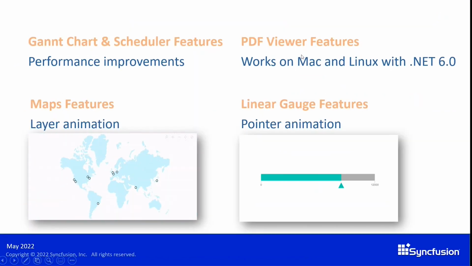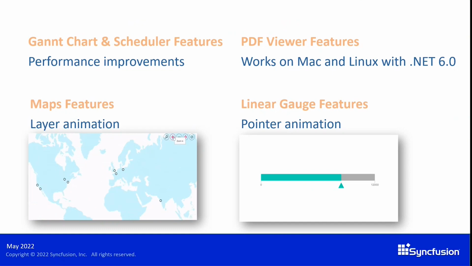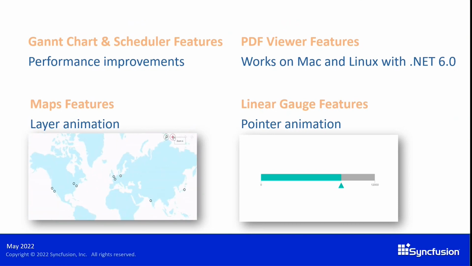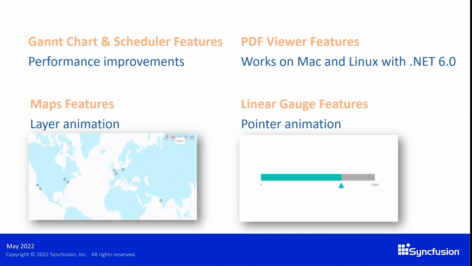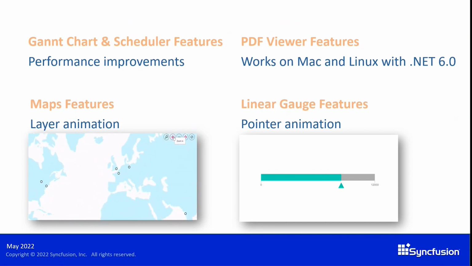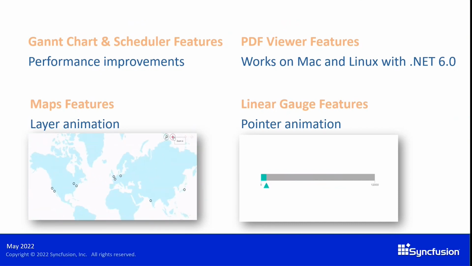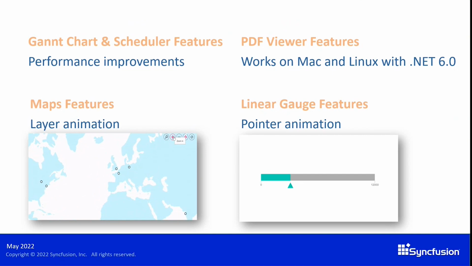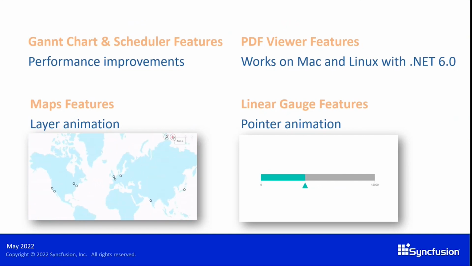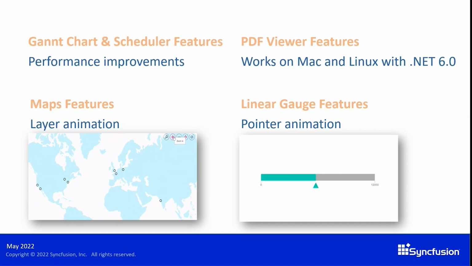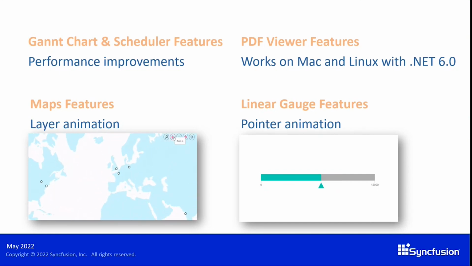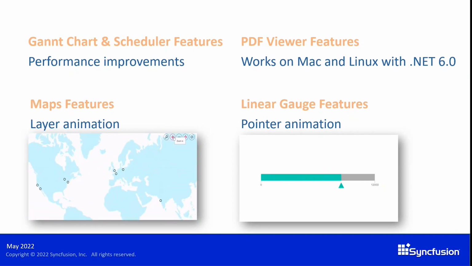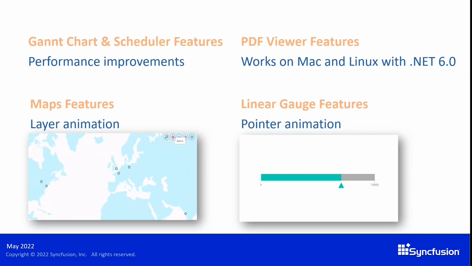And next, to the PDF viewer component, now you can work with PDF viewer on Mac and Linux with .NET 6.0 framework. So this has been made possible by replacing the system.drawing.common dependency with Skia Sharp. So this particular replacement has made it possible to work with PDF viewer on Mac and Linux with .NET 6.0 framework. And to the maps component, animation support has been added to layers. So now you can have a smooth transition while zooming and panning, as you can see in this GIF image.